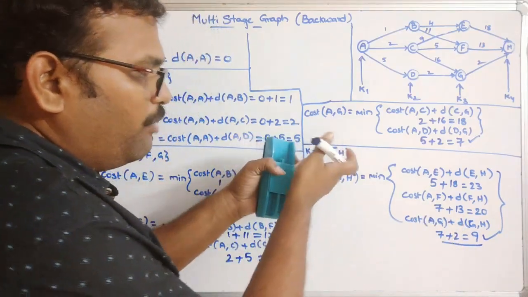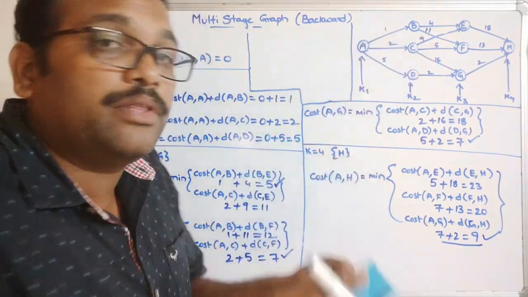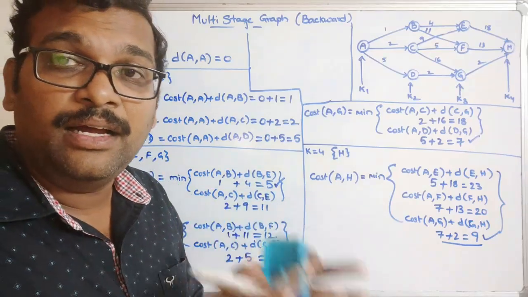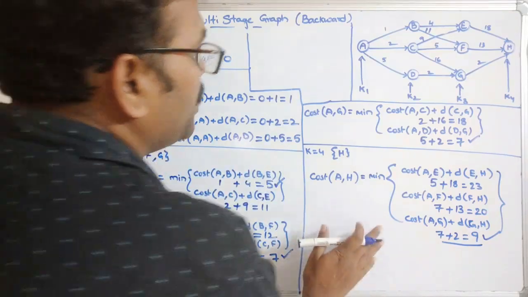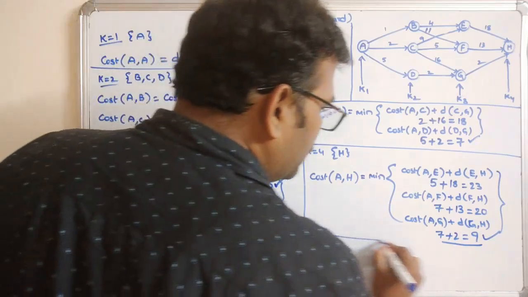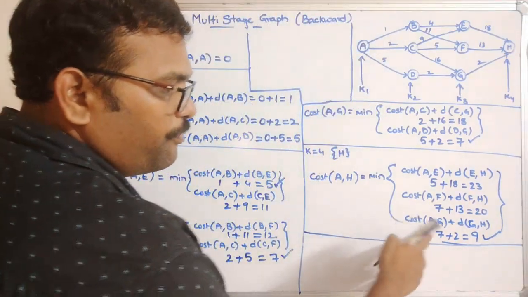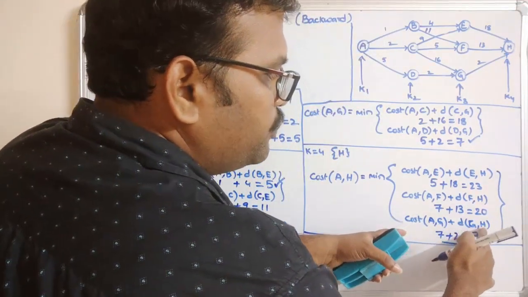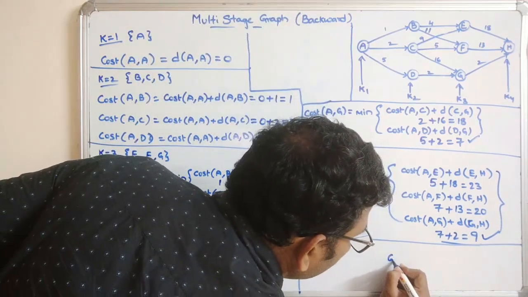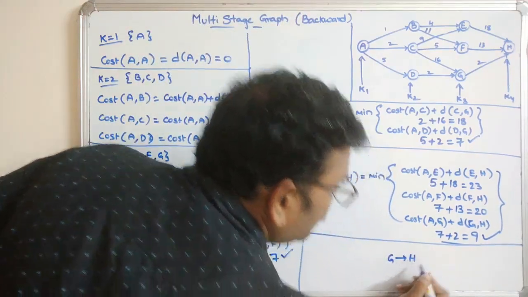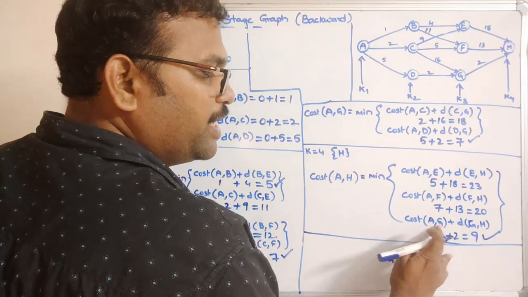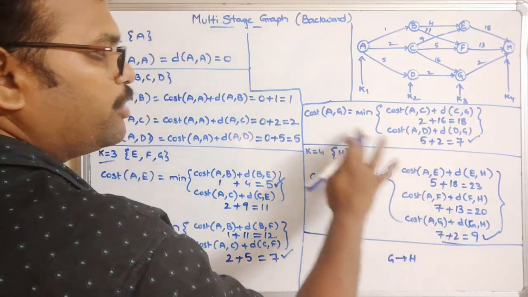So this is the only vertex in this stage 4. That implies this is the destination. Okay. So now what is the solution for this one? What is the path? Now what is the last one? Distance of G to H, which is added with A to G. So go to the cost A to G.